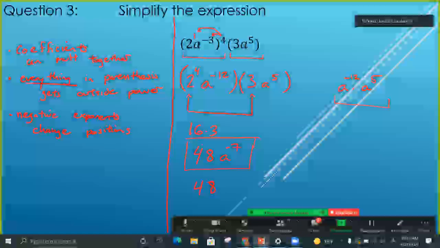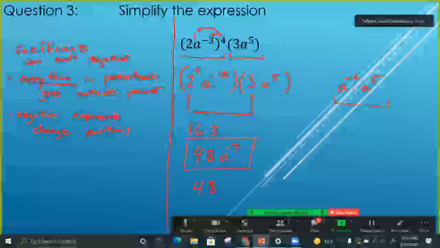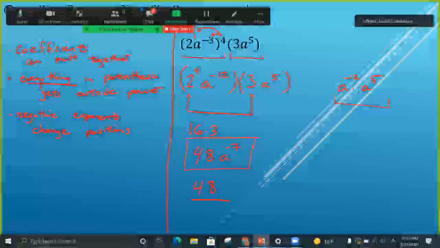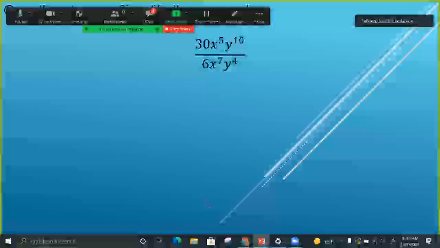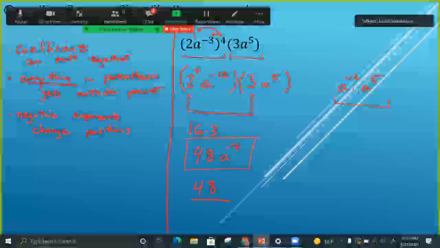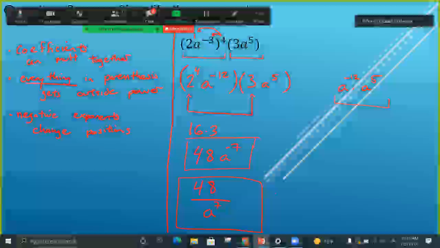Yes, absolutely. We flip that term, a to the negative 7. We can turn it into a fraction. It's starting off in the numerator, so to speak, because there is no fraction. So it moves down to the denominator, a to the 7th. There we go. So this is 48 over a to the 7th. Now, both of these are mathematically correct, both of the ones I circled, but this is our more simplified.